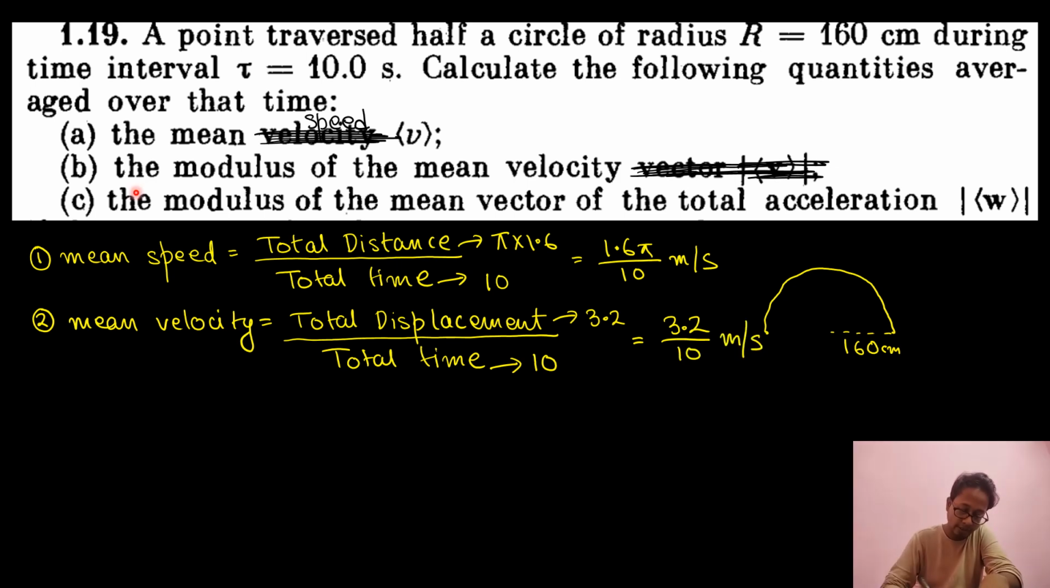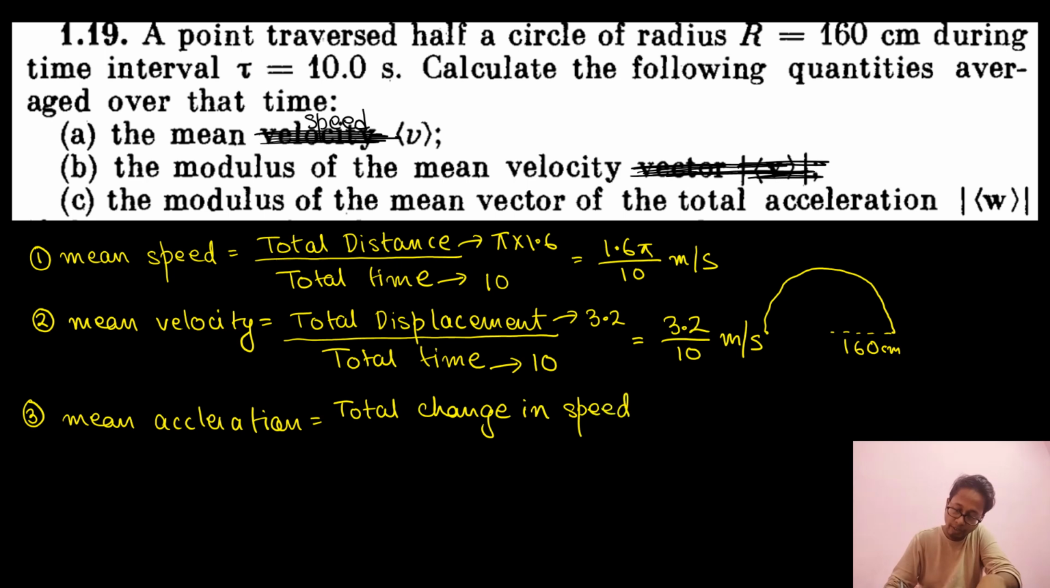The third part of the question is the modulus of mean velocity vector and total acceleration. So out here, what Irodov is trying to say is mean acceleration. Mean acceleration is equal to total change in speed divided by total time. Now one more thing, in your JEE and NEET, whenever they are asking for mean acceleration, instead of speed, use velocity. It's preferable to use velocity. The answer key would match with velocity.